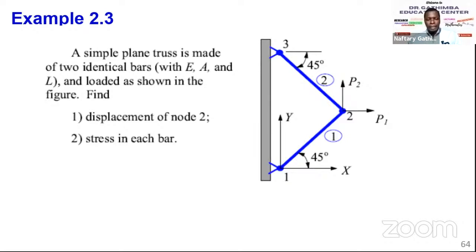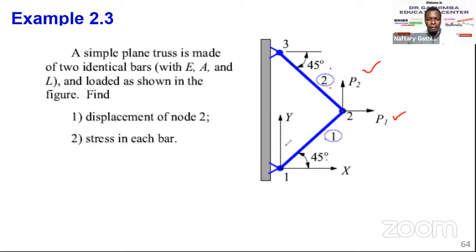Right. Now, you are given a simple plane truss, very simple, 2 members. It's made of 2 bars with the same material properties and geometry, and it's loaded at node 2. This is node 2 here, and you can see there is horizontally P1 and vertically P2. You see the angle 45, 45. Remember 1, 2.